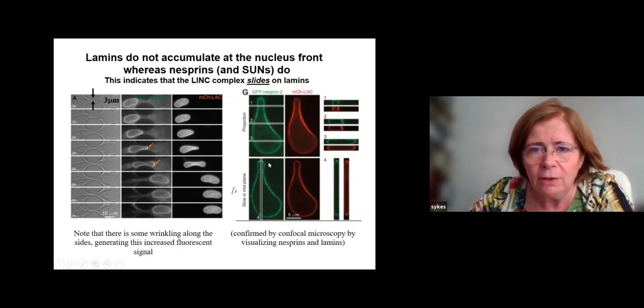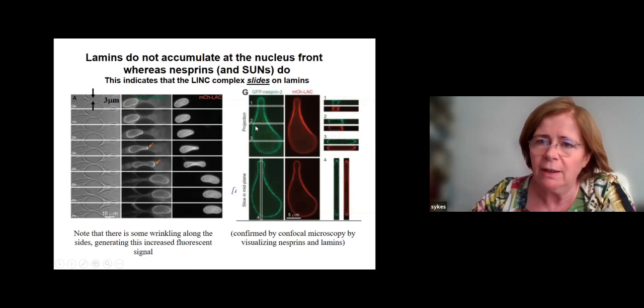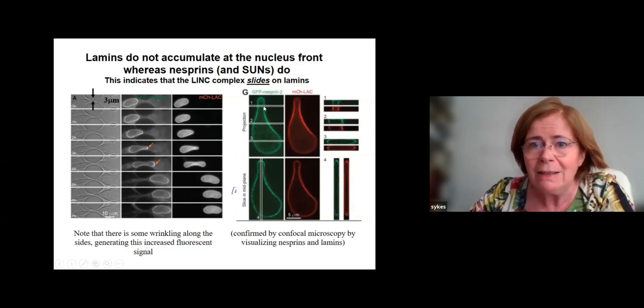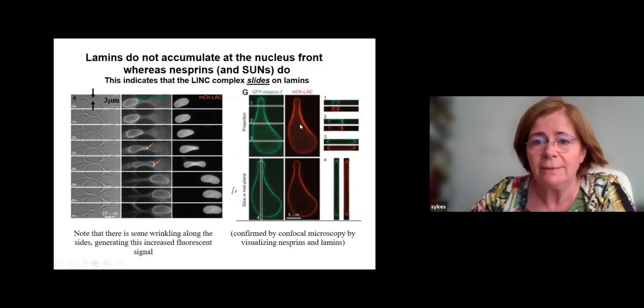So here is the nucleus. If you cut here, you see some wrinkling of the nesprin and some wrinkling of the lamin. If you look through here, you still see some wrinkling, whereas here you see no wrinkling at all. We haven't quantified this yet, but this again indicates that there is some elasticity in the nesprin and in the lamin shells.